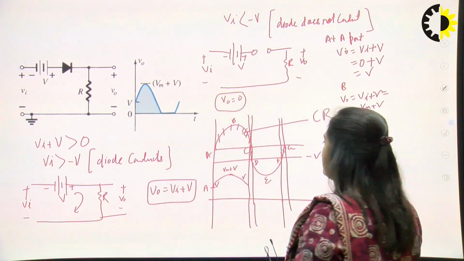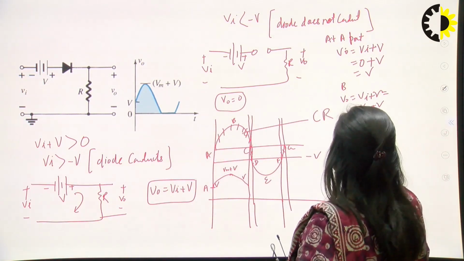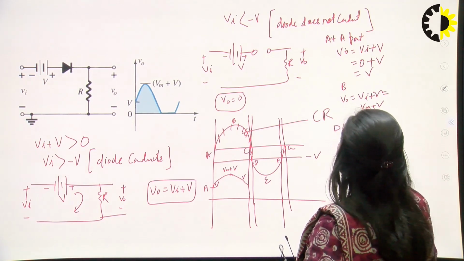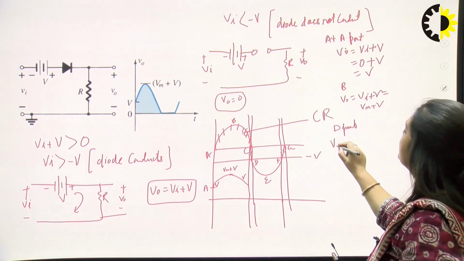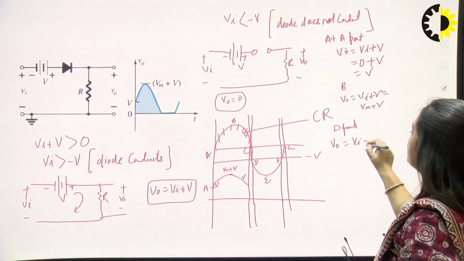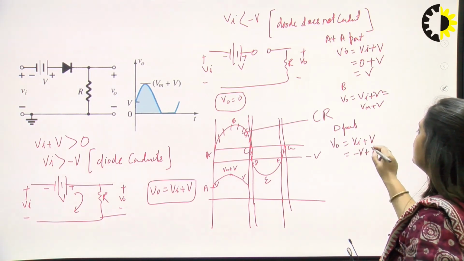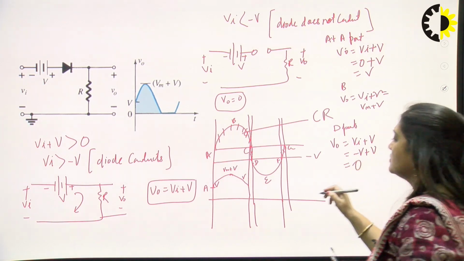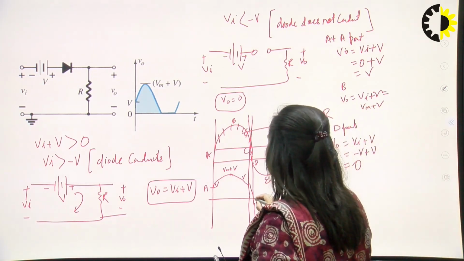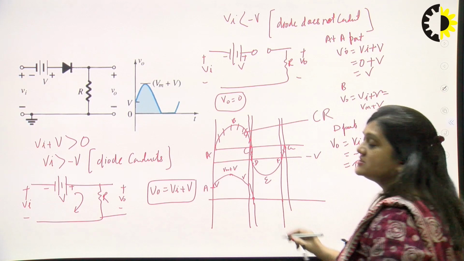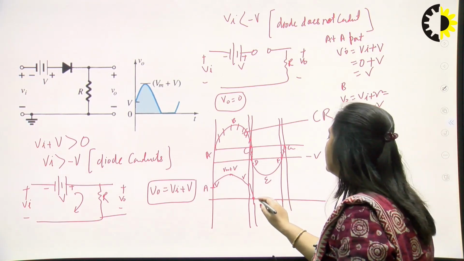And at point D, V naught would be equal to Vi plus V. But the value of Vi at point D is equal to minus V. So minus V plus V is equal to 0. So it will be equal to 0 here. And DEF is a non-conducting region, so output will remain 0 here.